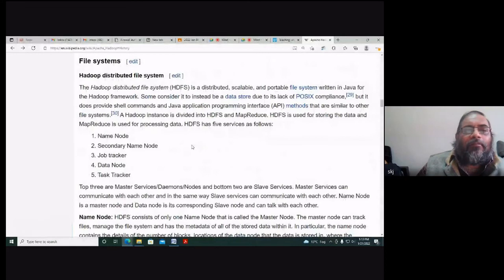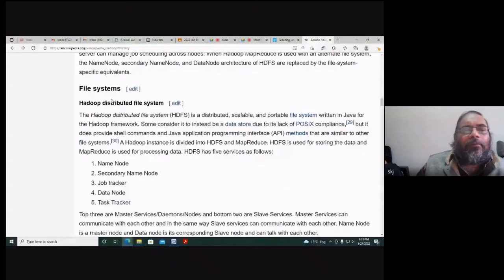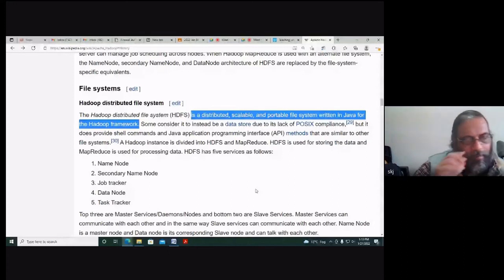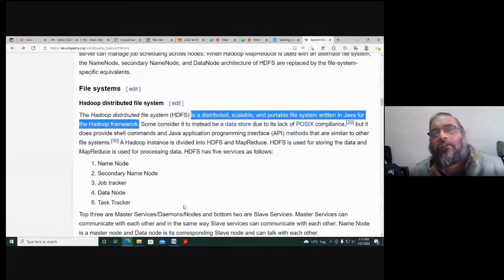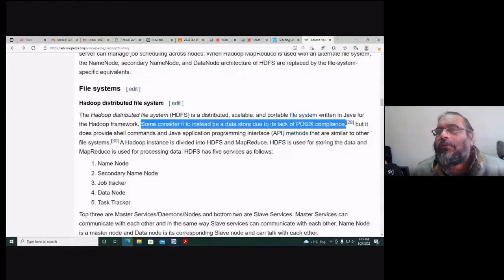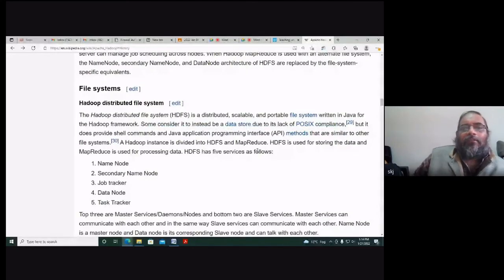The file system: what services does the file system provide? Hadoop distributed file system is a distributed, scalable, portable file system written in Java for the Hadoop framework. If I say a file system is a program written in Java for such and such purpose, it will be easy to understand. So it is distributed, scalable, meaning we can expand it, and portable. Some consider it a data store due to its lack of POSIX compliance. Yes, but it does provide shell commands and Java application programming interface methods that are similar to other file systems.